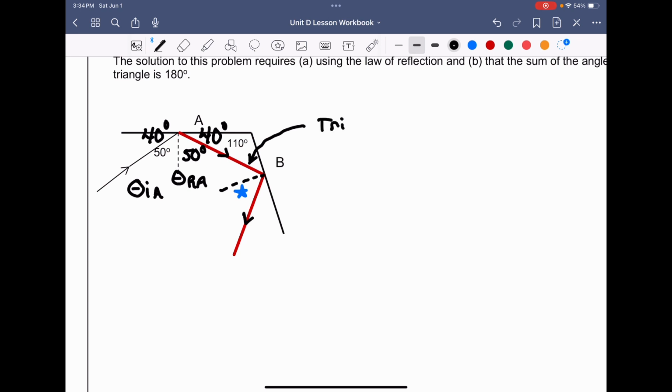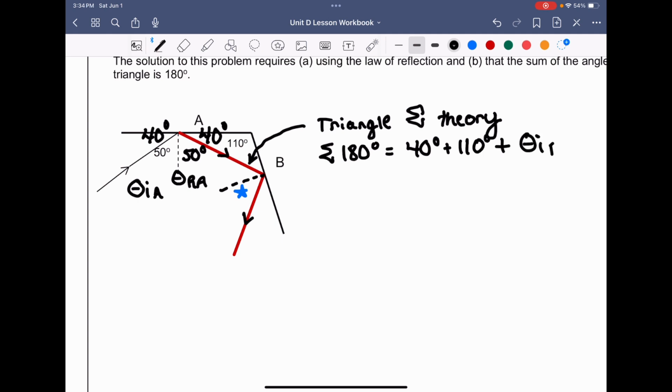So using triangle sum theory, and I'm going to put a sigma symbol here just to represent the sum, it says that all interior angles sum to 180. So the sum that represents this 180 degrees is equal to 40 degrees plus 110 degrees plus the incident angle at B, which is going to be that first angle we're looking for. Actually, I should take this back and say it's that angle we're pointing to, that missing angle contained here. Now, when we do this math, 40 plus 110, maybe I'll just put an unknown theta here to help us out.